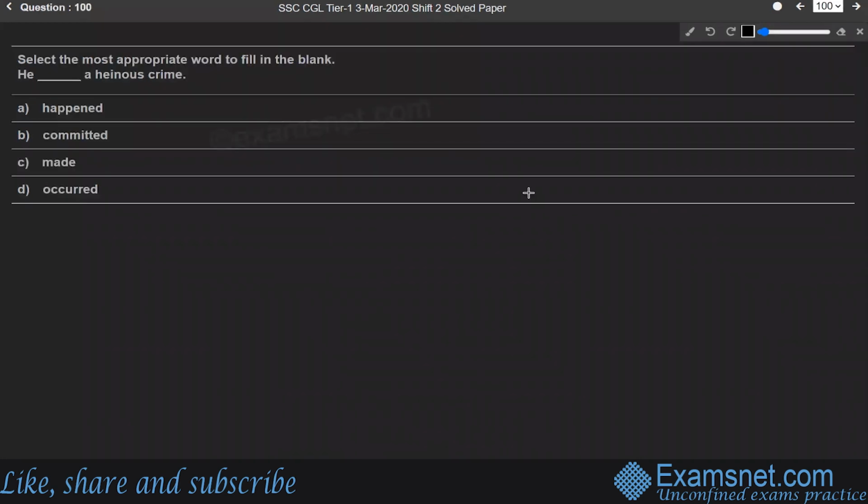Next question is: select the most appropriate word to fill in the blank. The sentence here is: "He blank a heinous crime." What do you know about the word heinous here? Heinous means bad or hateful. The sentence refers to a crime and we have to find the most appropriate word that will fit in the blank. So let us have a look at the options first. Options are happened, committed, made, and occurred.